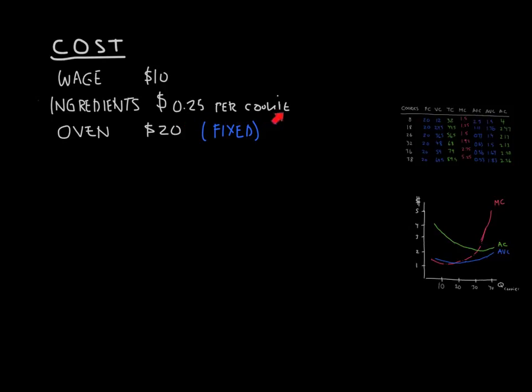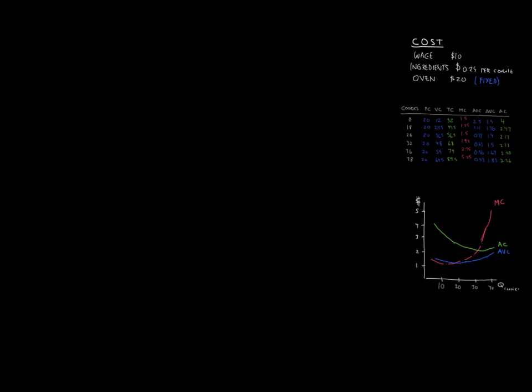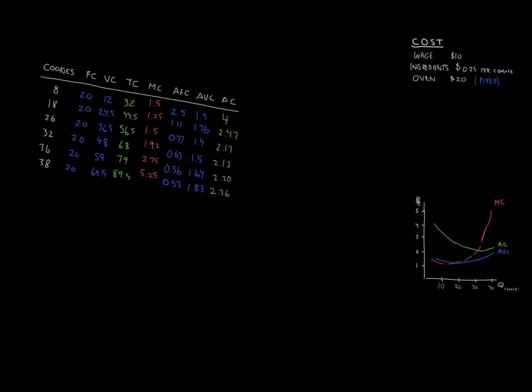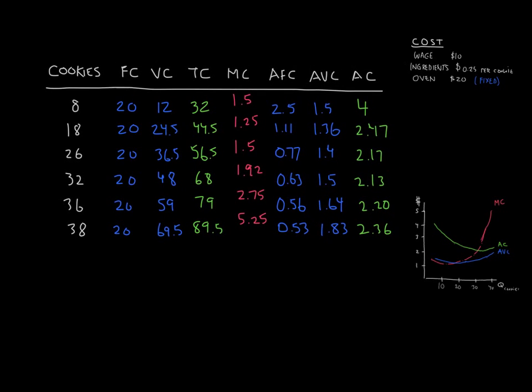And of course, the oven is a fixed input, and so there was a fixed cost of $20 for the oven. Now we can calculate what the total cost, the fixed cost, and the variable cost are over all these different quantities that we produce. So let's do that. And I already did it. So here's the table that shows all the costs for each additional cookie.